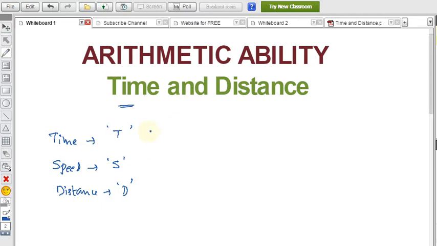Now if you see the units for this, time: seconds, minutes, hours, and days, years and all can be taken. Especially in this time and distance topic, we'll see seconds, minutes and hours. Speed is meter per second, kilometer per hour, because speed is nothing but the distance by time. That's what: distance unit by time unit. Now distances are meter, kilometer. So these are the units we'll use in this topic.